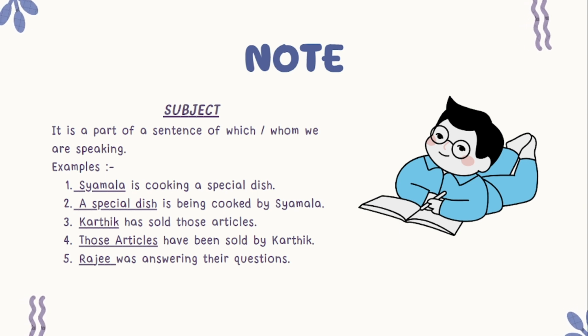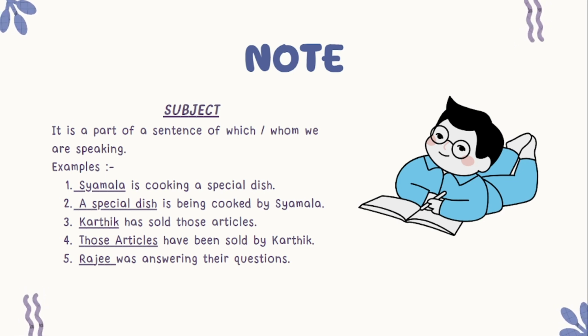Here, Kartik, it is a part of a sentence. First point is fulfilled. Second point, we are talking of Kartik. Second point is also fulfilled. Third point, Kartik should be written at the beginning of the sentence. Is it written at the beginning of the sentence? No, Kartik is not written at the beginning of the sentence. It means Kartik is not given priority in this sentence. So Kartik is not subject.